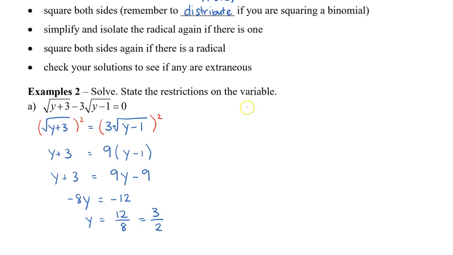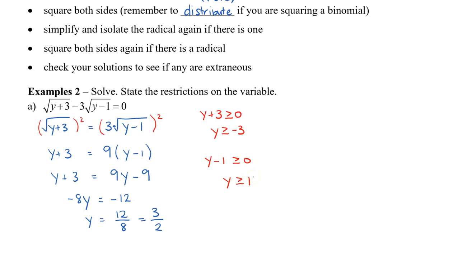So remember to state any restrictions on the variable. So we know that y plus 3 must be greater or equal to 0. So y has to be greater or equal to negative 3. In the second radical, we have y minus 1, and that has to be greater or equal to 0. So y has to be greater or equal to 1.